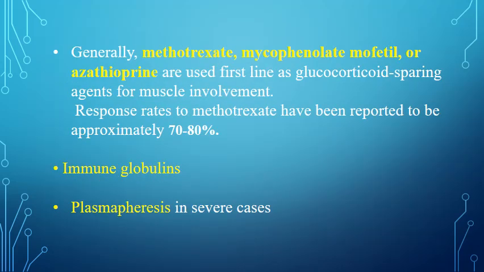علشان الستيرويدز سايد افكت فما اقدرش امشي عليها طول العمر، فلازم ازود اميونوسبريسيف ايجنت علشان تساعدني ان انا بعد فتره لما الديزيز يبقى ستيبل ان انا اعمل جرادوال ويزدرول للستيرويدز واكمل على الاميونوسبريسيف ايجنت. فعشان كده بنسميها جلوكوكورتيكويد سبيرنج ايجنت زي الميزوتريكسيت والمايكوفينوليت موفيتيل or azathioprine are used first line as glucocorticoid sparing agents for muscle involvement. The response rate to methotrexate has been reported to be approximately 70 to 80%. وممكن برضو بستخدم الاميونوجلوبولين وبلازمافيريسيس في السيفير cases.